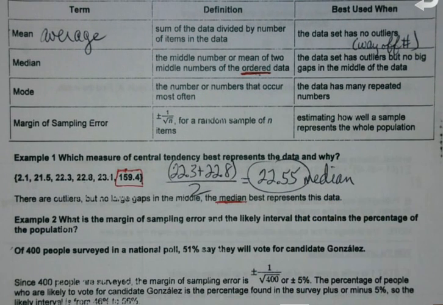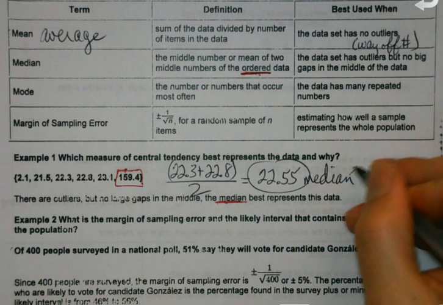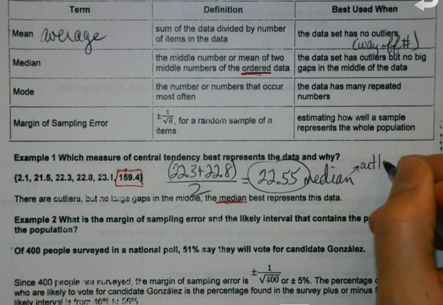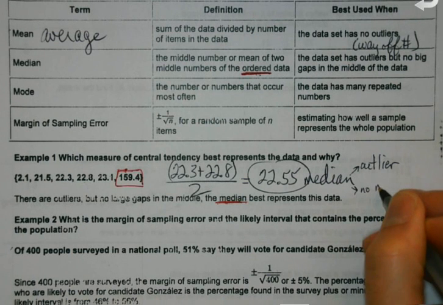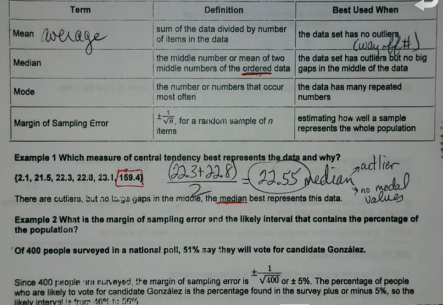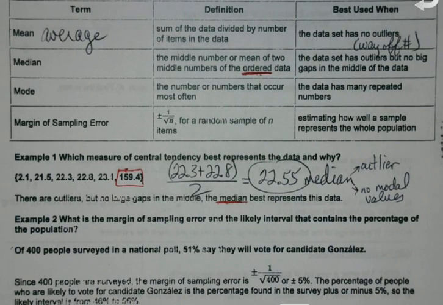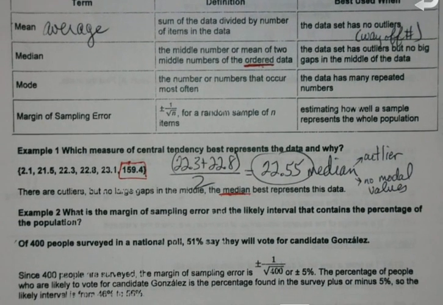So if I really wanted to do that, that would be my median. But why? Well, we have an outlier and what's called no modal values, which means I don't have any numbers that repeat. So when you're being asked for why, understanding why you're saying something is important. So don't skip the whys on these. We're going to do some more of those here in a little bit too.